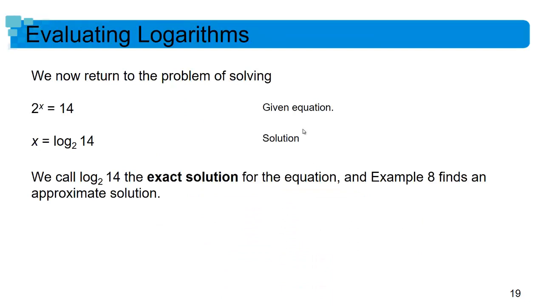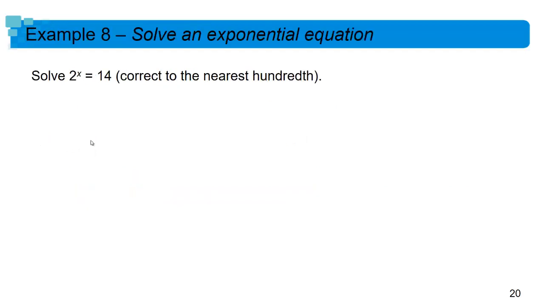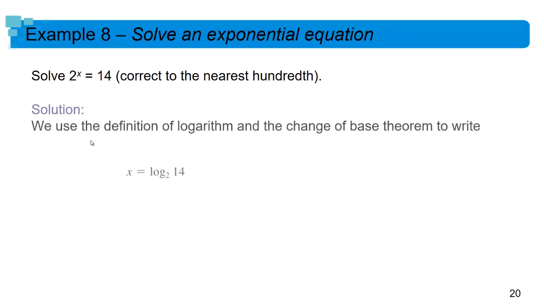So now we can return to the idea of solving these things. How do we find this answer? Remember we figured out that 2 to the x equals 14 was somewhere between 3 and 4. Well, we can find that exactly by knowing that it's log base 2 of 14, and we can figure out log base 2 of 14 by using the change of base formula, right?